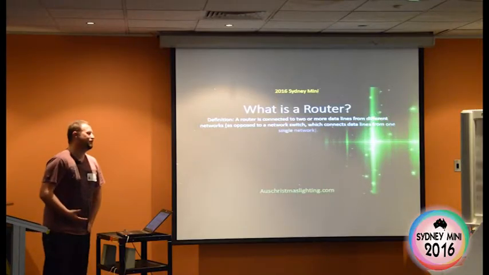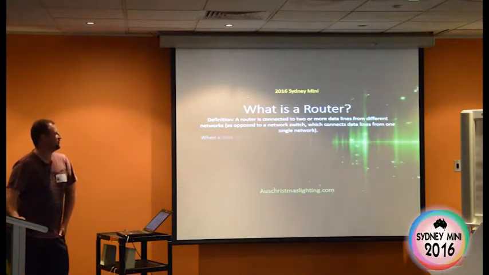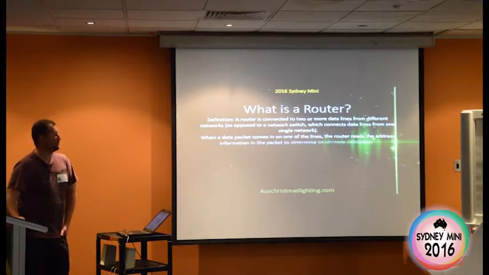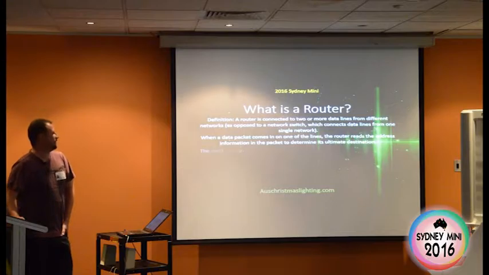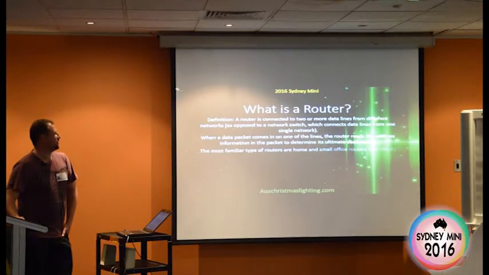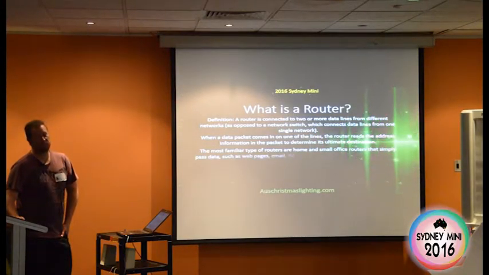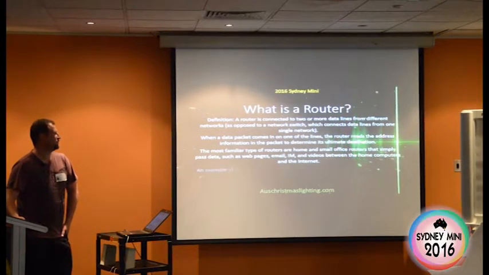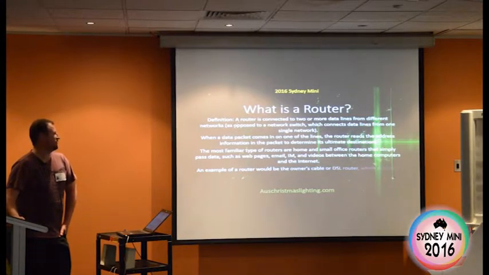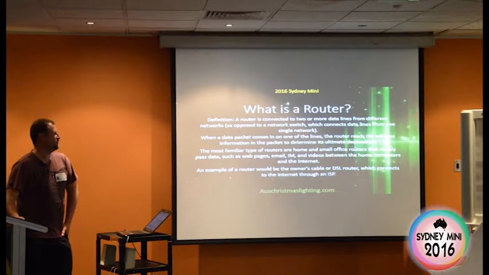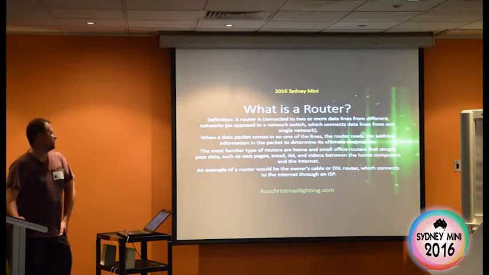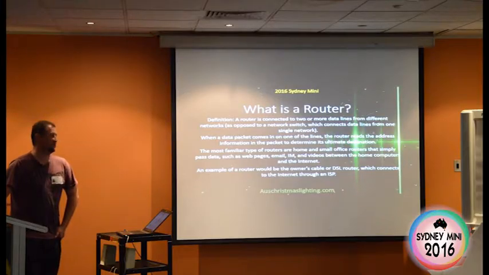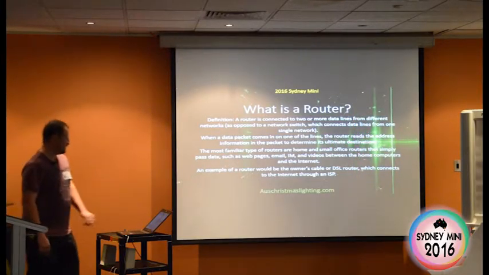So then, a difference between a router and a switch. Basically, a router is connected to two or more data lines from different networks, as opposed to a network switch, which connects data lines from one single network. When a data packet comes in on one of the lines, the router reads the address information in the packet to determine its ultimate destination. The most familiar types of routers are the home and small office routers that simply pass the data, such as web pages, email, instant messaging, videos between the home computers and the internet. An example of a router would be known as a cable or DSL router, which connects to the internet through an ISP, Internet Service Provider.